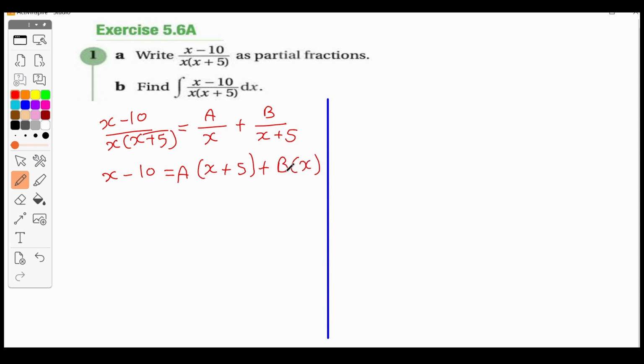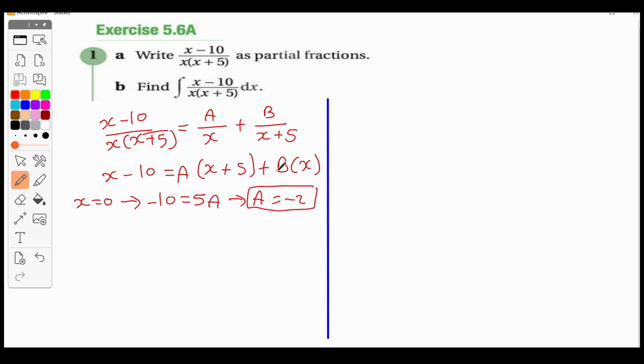Now we need to find the values of a and b. Putting x is 0 will cancel this b. So if x equals 0, then 0 minus 10, it's negative 10, equals 0 plus 5, which is 5, times a, is 5a. b times 0 is 0. Now what is the value of a? Dividing both sides by 5, a will be negative 2. This is the value of a.